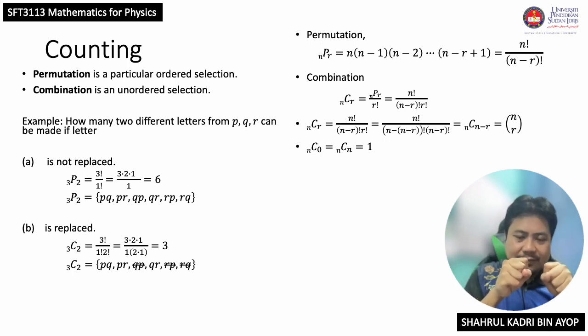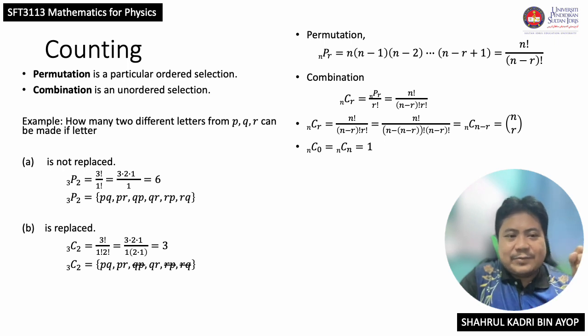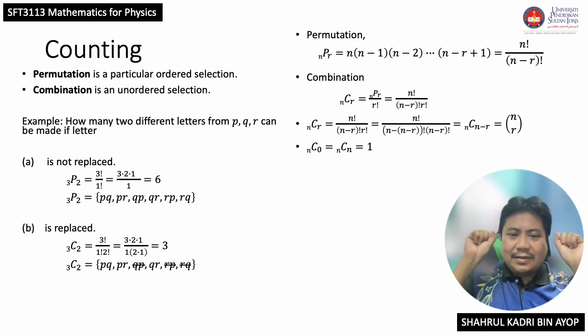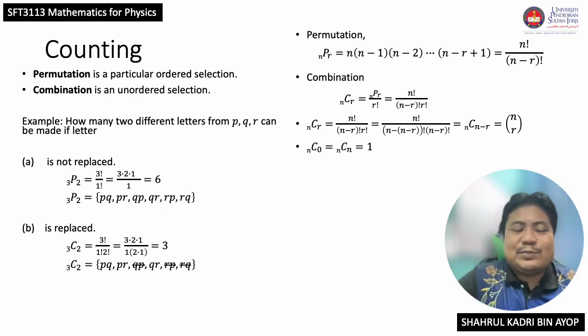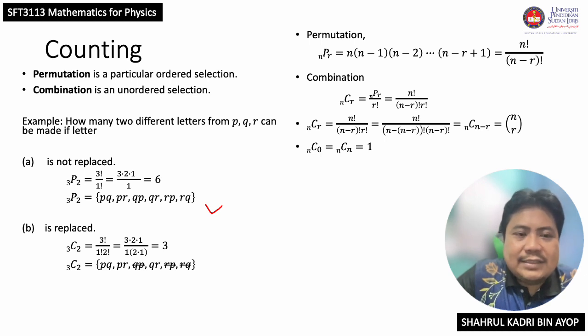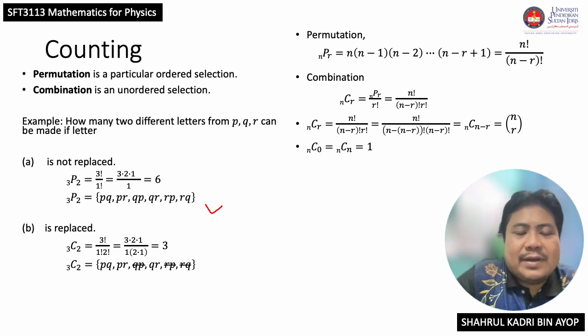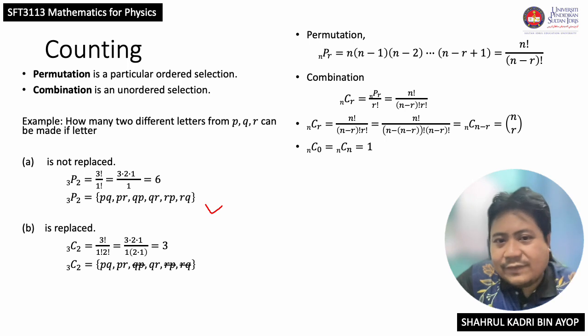When you take two letters from P, Q, R, you can have PQ, PR, QP, QR, RP, and RQ. That means the first one is P, and then the next one should be Q, right? When you take one and don't put it back, you don't replace it. These are the possibilities. This is called a permutation, because a permutation is an ordered selection. You have to take one by one, so nothing is left. That can be calculated by this relationship, with n factorial over n minus r factorial. So what is factorial?